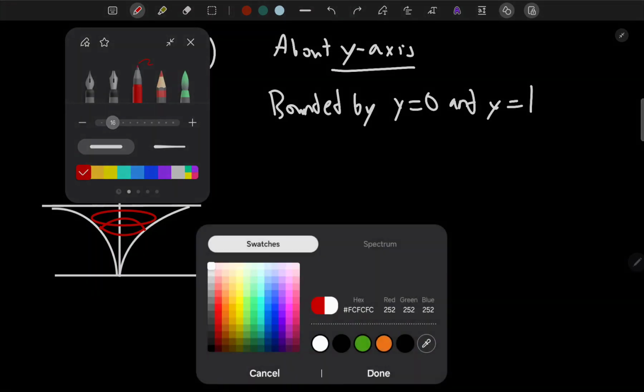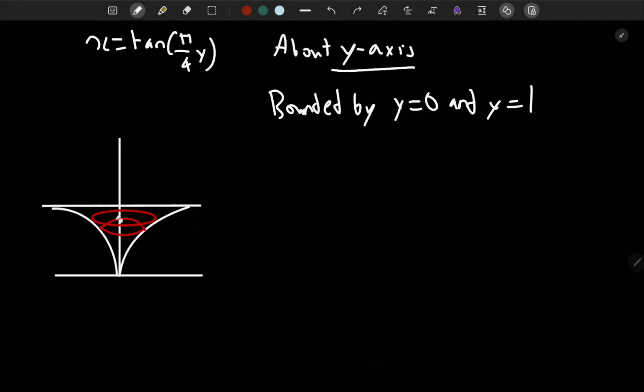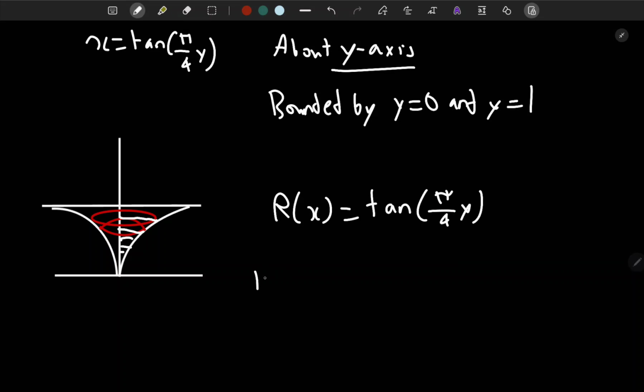Now we want to find the radius of each disk here. It's going to be from the y-axis all the way here, touching the graph, and so on, here, here, here. So our radius here is going to be equal to the line of equation in terms of y, and that's what we want since we are rotating about the y-axis: tan(pi over 4 y). Then just apply the formula.